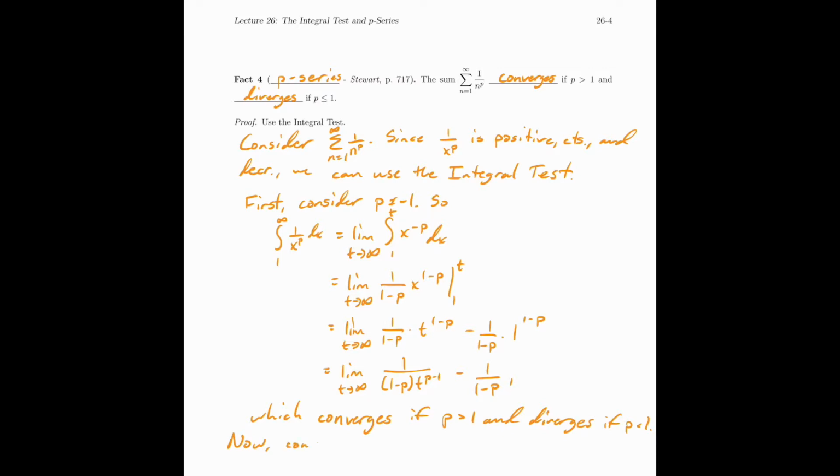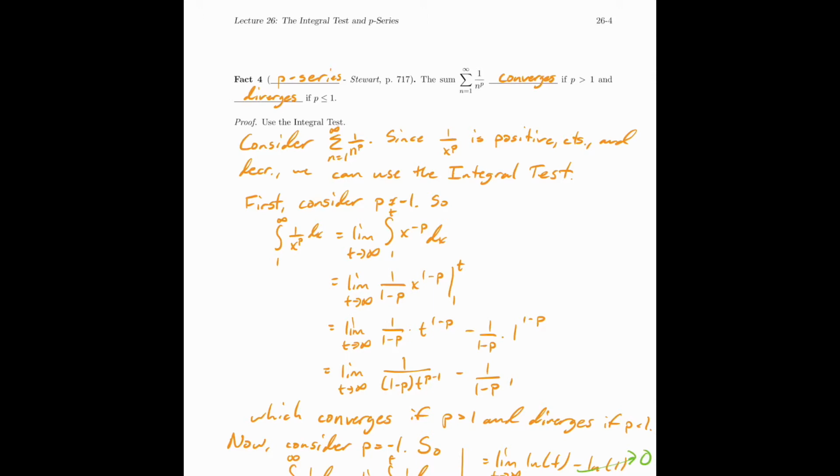Now, consider p equal to 1. So, really we have the integral from 1 to infinity of 1 over x dx, which equals the limit as t approaches infinity of the integral from 1 to t, 1 over x dx, which equals the limit as t approaches infinity, ln of x from 1 to t, which of course equals the limit as t approaches infinity, ln of t minus ln of 1, which we know that latter term goes to 0, which diverges.